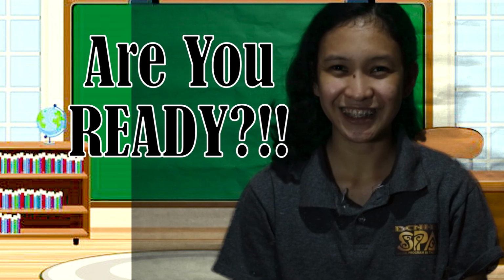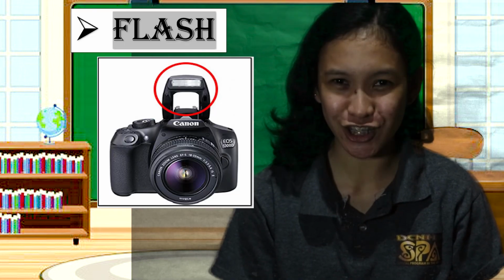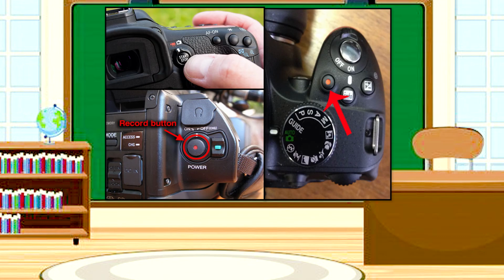Again, I will flash a picture and then you say what its part is or what is the name of that part of the camera. So, are you ready? Number 1, picture. Very good. It is the flash. For number 2, great. It is the record button.